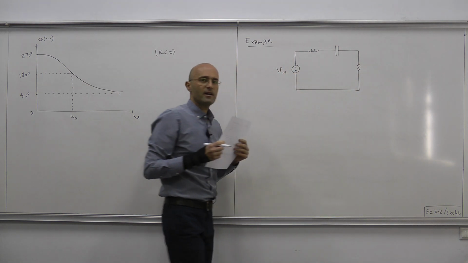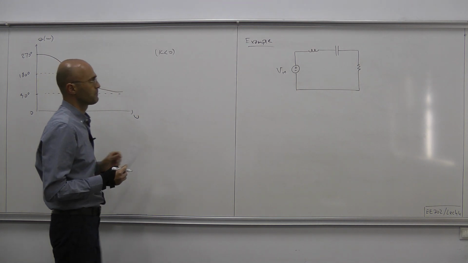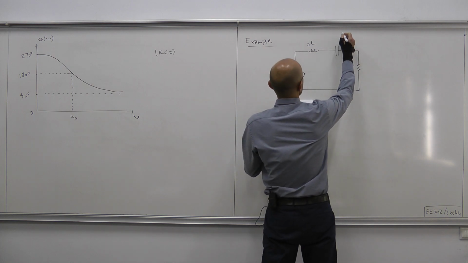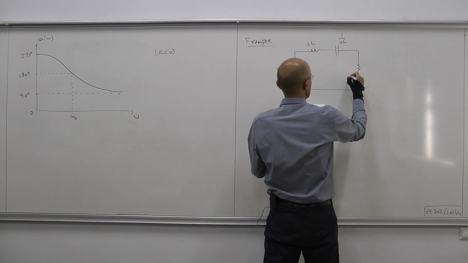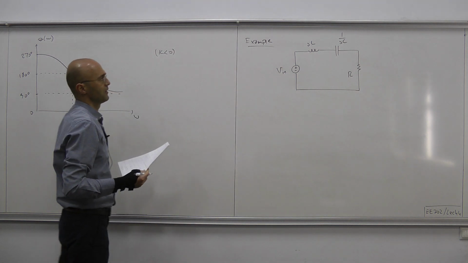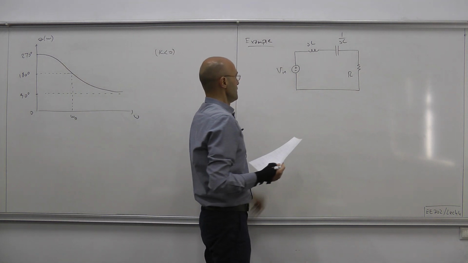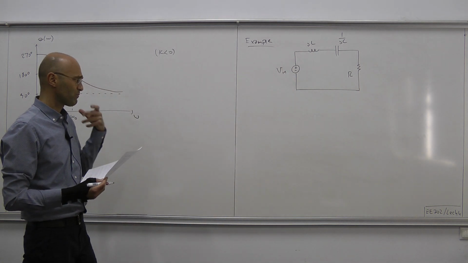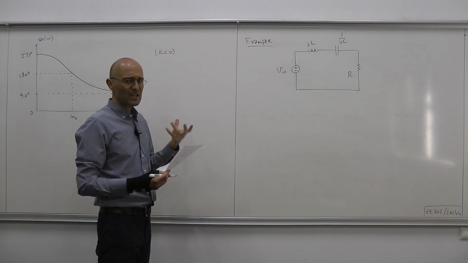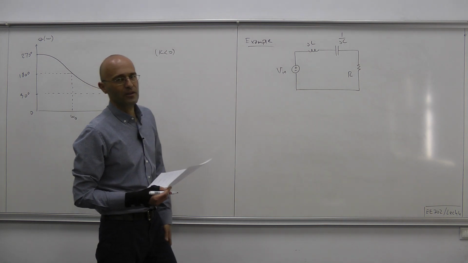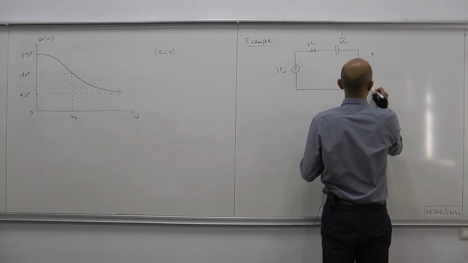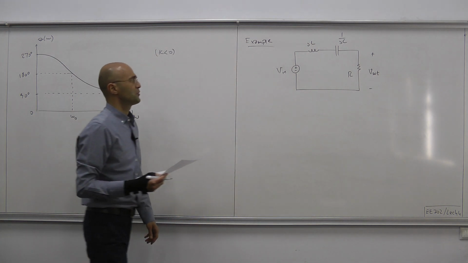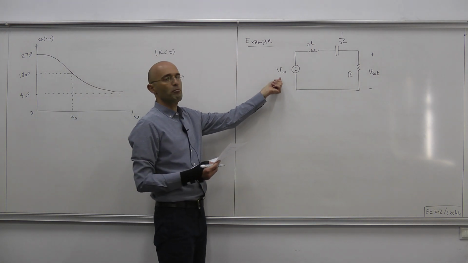The voltage provided by the independent voltage source is our input. The impedance of the inductor is SL, the impedance of the capacitor is 1 over SC, and we have the resistor with resistance R. So this is the input voltage, and where we collect the output is the voltage that appears across the terminals of the resistor. Namely, this is our output voltage.